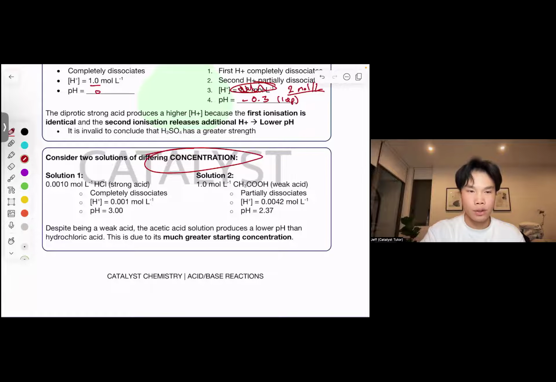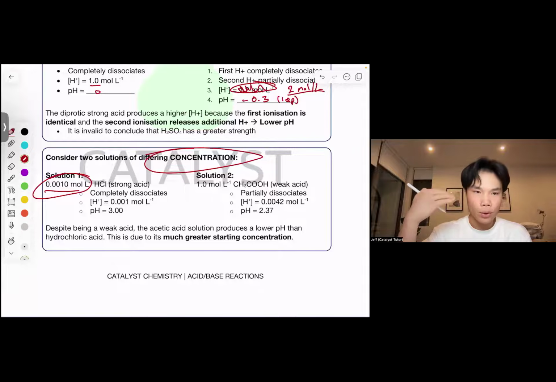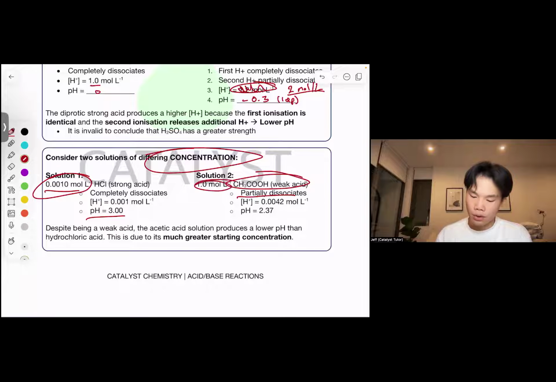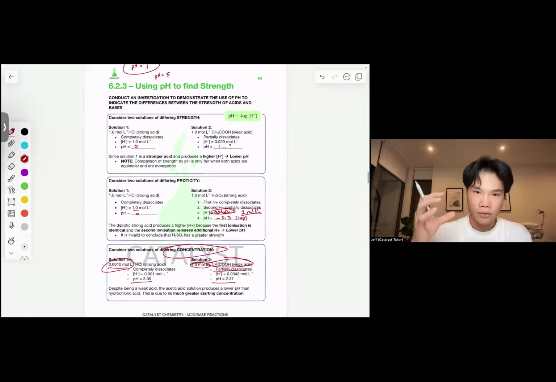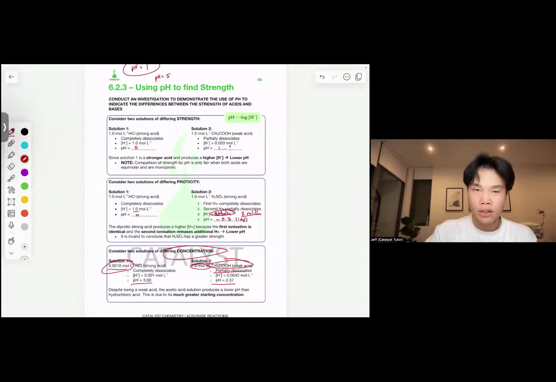Hopefully that's quite intuitive. If you have 0.001 mole per liter of HCl, a much lower concentration, even though it's a strong acid, it will have a higher pH compared to acetic acid, which only partially dissociates and has a much higher concentration, which will deliver a lower pH in that instance. So be clear that for the factors that affect pH, it is not just strength. You cannot say an acid that is of pH 1 or pH 2 is always strong.